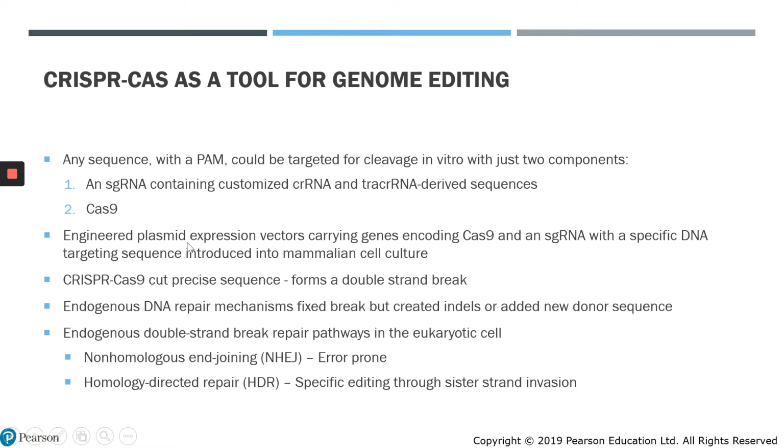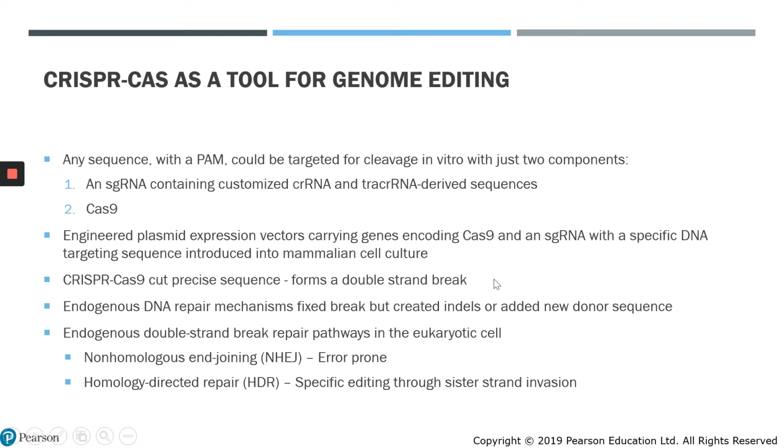Plasmids can be engineered as expression vectors that carry genes which encode the Cas9 enzyme or an sgRNA, and that sgRNA can be modified to contain a specific DNA sequence that we would like to target, and this can be introduced into mammalian cells in culture. The CRISPR-Cas9 system will then cut a very precise sequence in the genome and form a double-strand break.